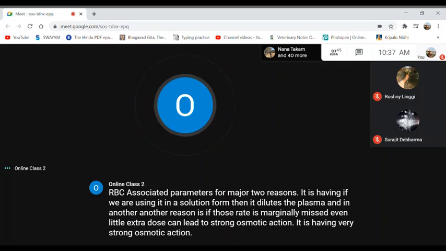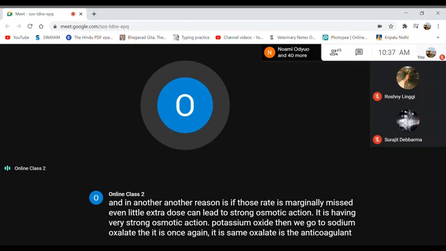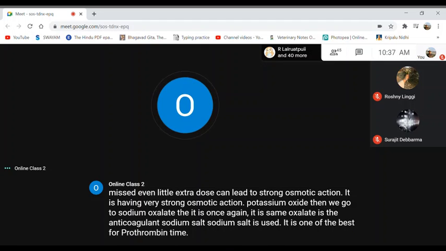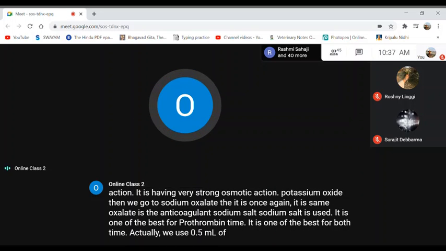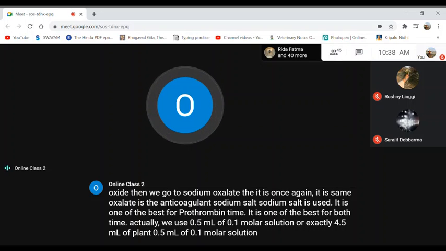Potassium oxalate. Then we go to sodium oxalate. Once again, oxalate is the anticoagulant, and the sodium salt is used. It is one of the best for prothrombin time. Actually, we use 0.5 ml of 0.1 molar solution for exactly 4.5 ml of blood.